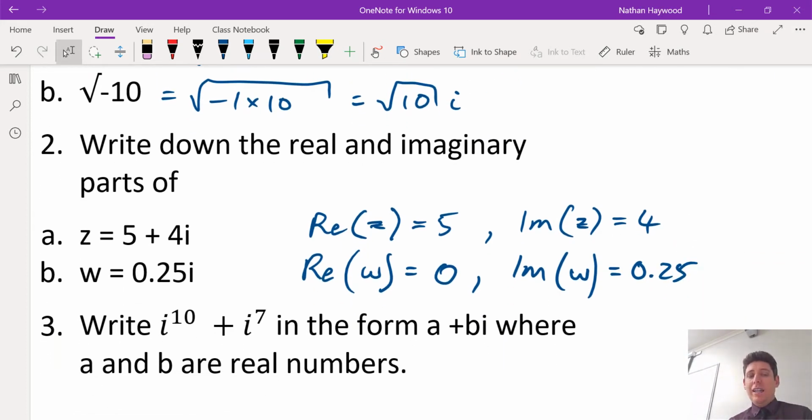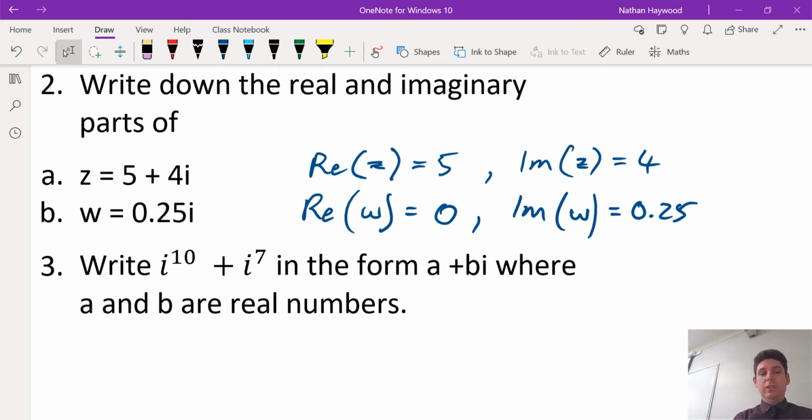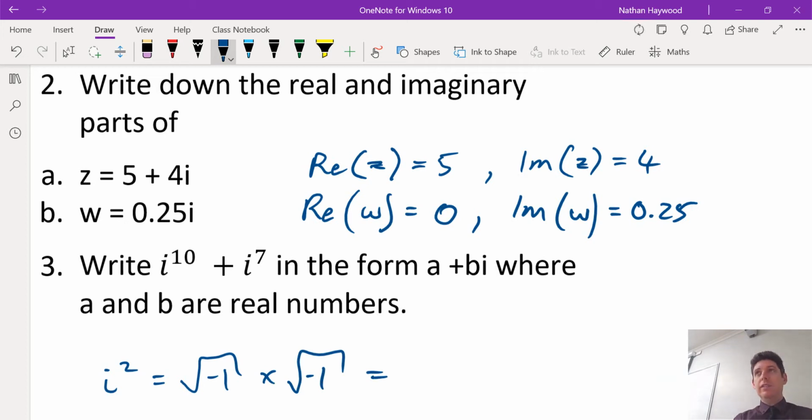Okay, getting a bit trickier. We've got i to the power of 10 plus i to the power of 7. So I'll just give you a heads up before you jump into it, in case it's not obvious. i squared is that times that, which is -1. So now you try and figure out that.